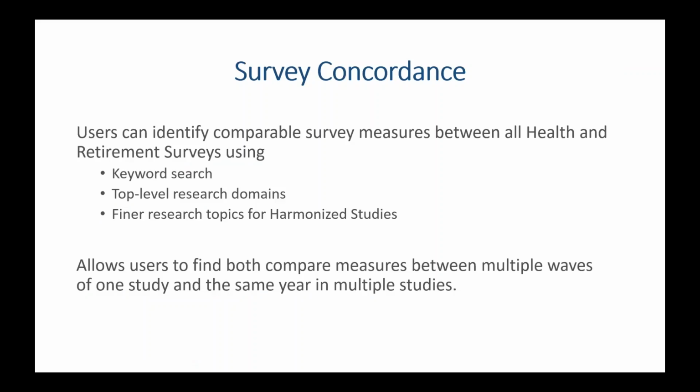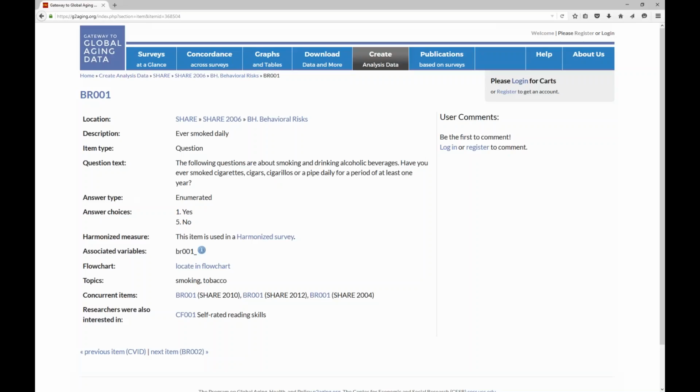So users can identify comparable survey measures between all health and retirement surveys. You can use a keyword search, top-level research domains, or finer research topics if you're searching for something in a harmonized data set. So this allows you to find comparable measures between multiple waves of one study or multiple studies, so something between two different studies. So let's go to this concordance tab, and this is our second tab here.